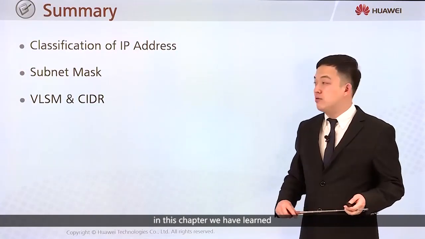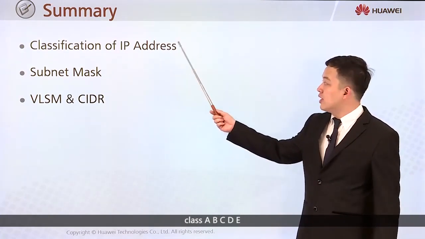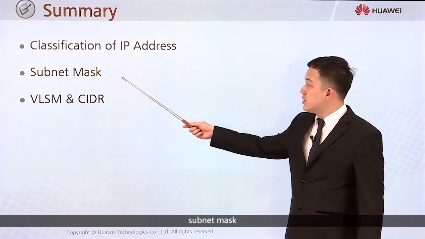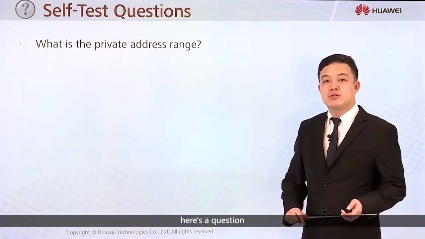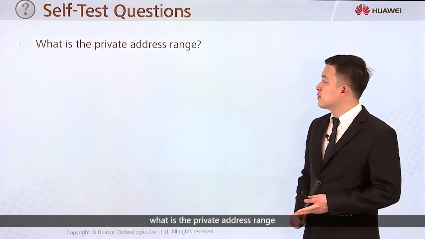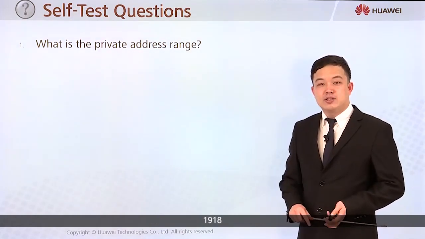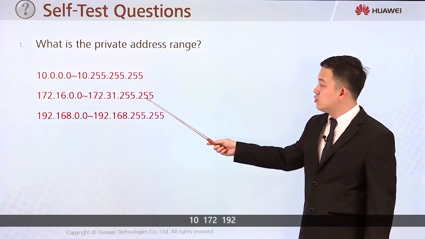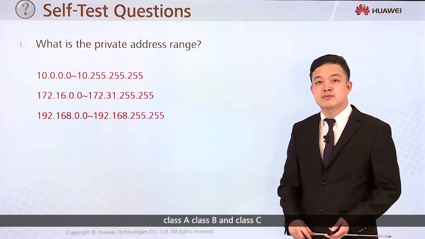In this chapter, we have learned the classification of IP address: class A, B, C, D, E. Except for E, the others are used. Subnet mask, VLSM and CIDR. Here's the question. What is the private address range? This is defined in RFC 1918. So all of these: 10, 172, 192, class A, class B, and class C. That's all for this chapter.